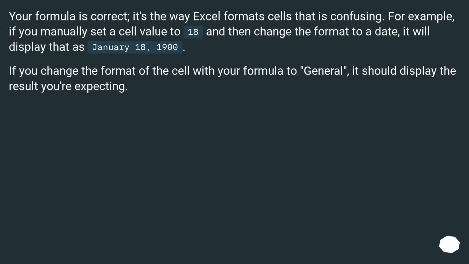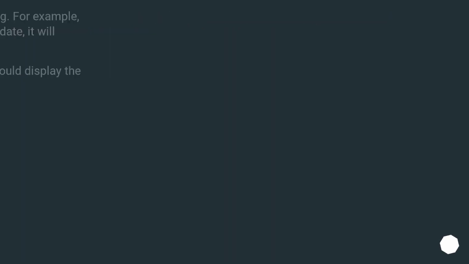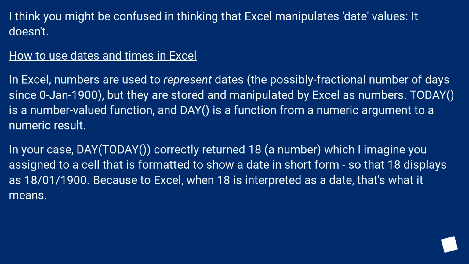Your formula is correct. It's the way Excel formats cells that is confusing. For example, if you manually set a cell value to 18 and then change the format to a date, it will display that as January 18, 1900. If you change the format of the cell with your formula to General, it should display the result you're expecting. I think you might be confused in thinking that Excel manipulates date values. It doesn't.